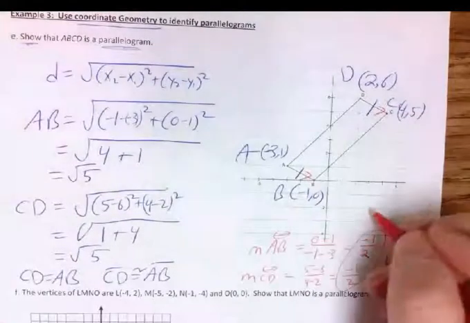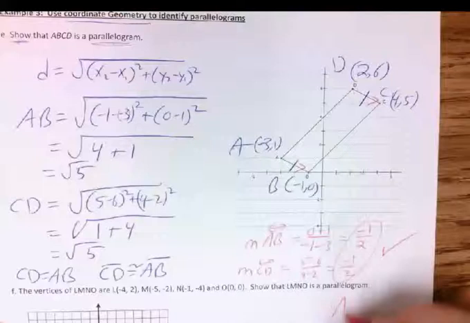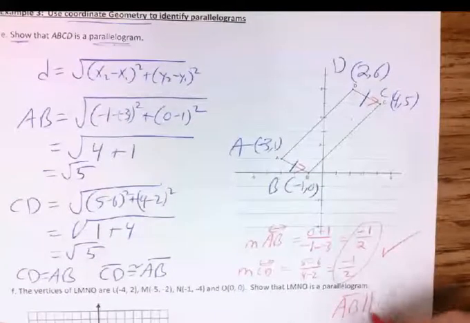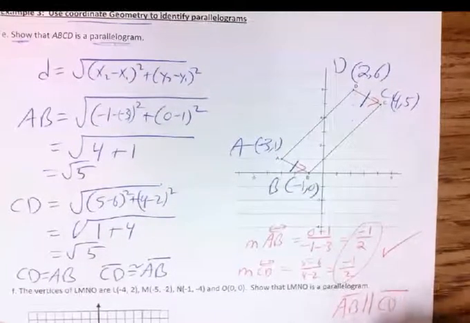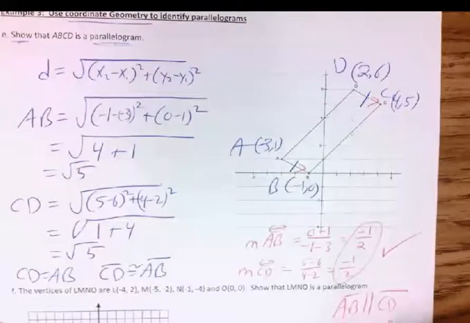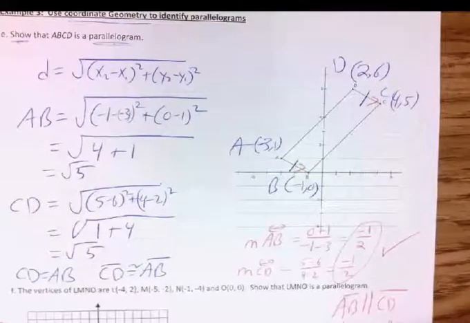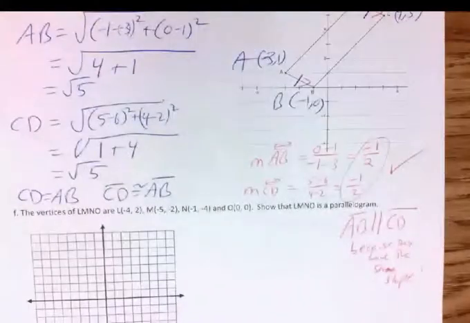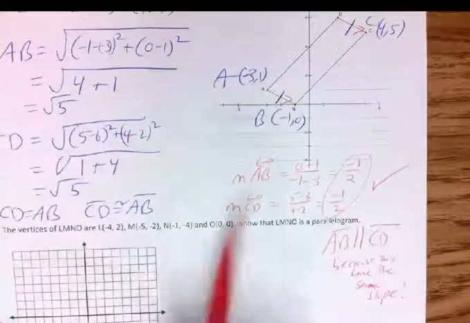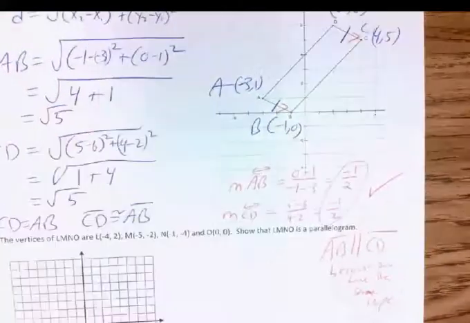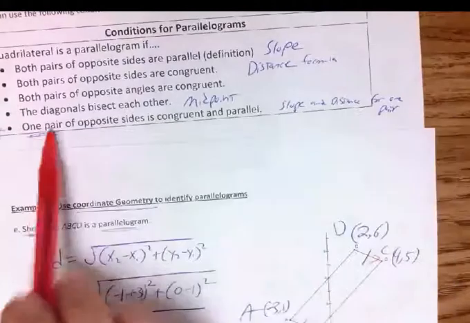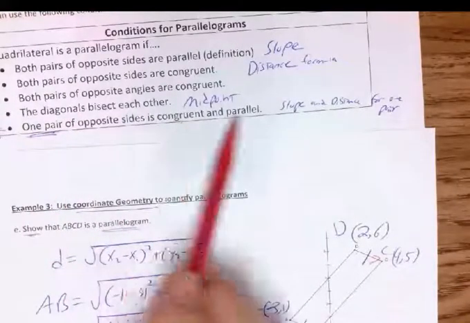So AB, I'll write it just a little bit under here. AB is parallel to CD because they have the same slope. Oops, cut off there a little bit. Because they have the same slope. So now we have our parallelogram because one pair of opposite sides are both congruent and parallel.